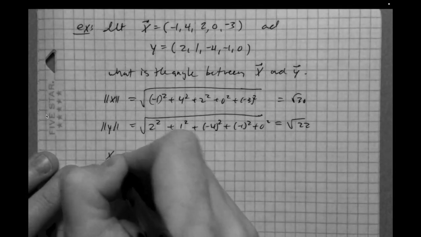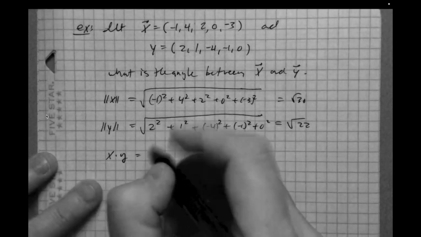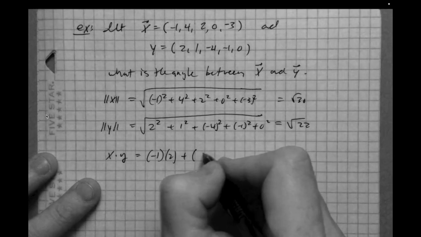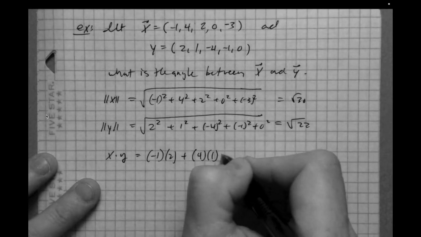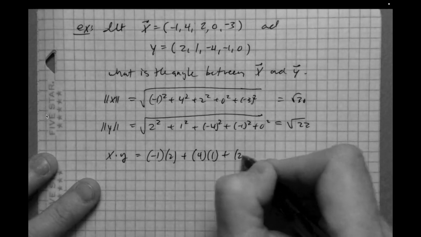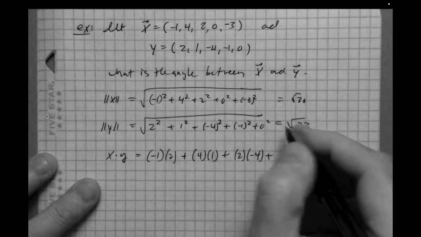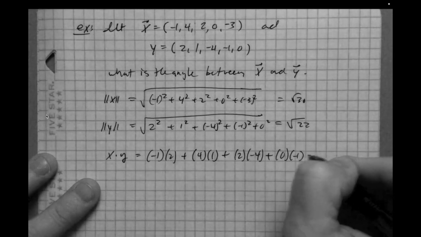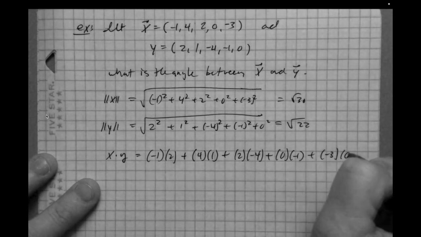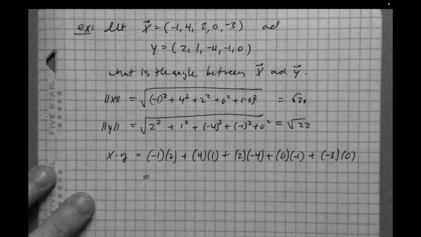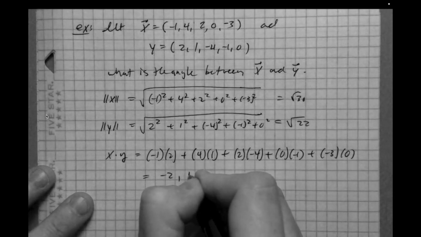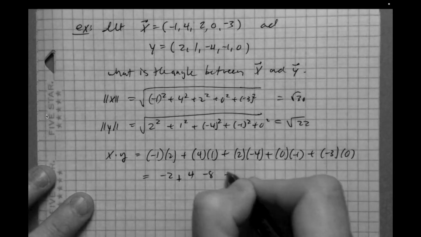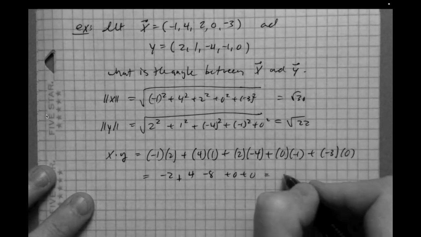What's x dot y? Well, it's -1 times 2 plus 4 times 1 plus 2 times -4 plus 0 times -1 plus -3 times 0. If you go through all of that, you get -2 plus 4 minus 8 plus 0, and so you get -6.